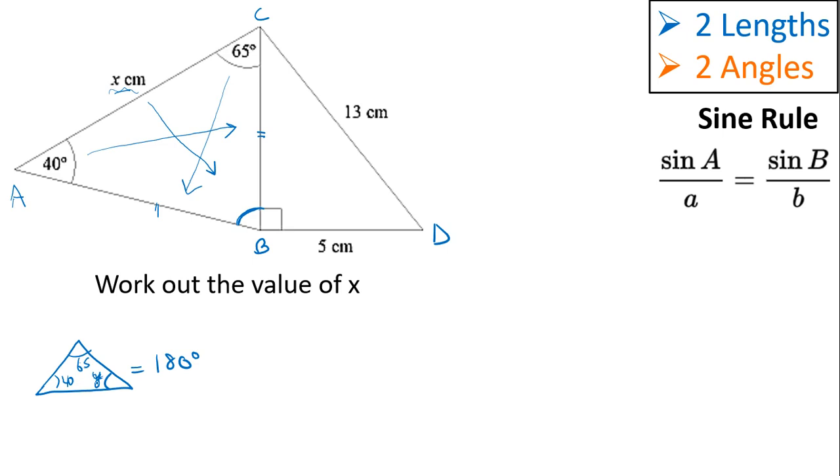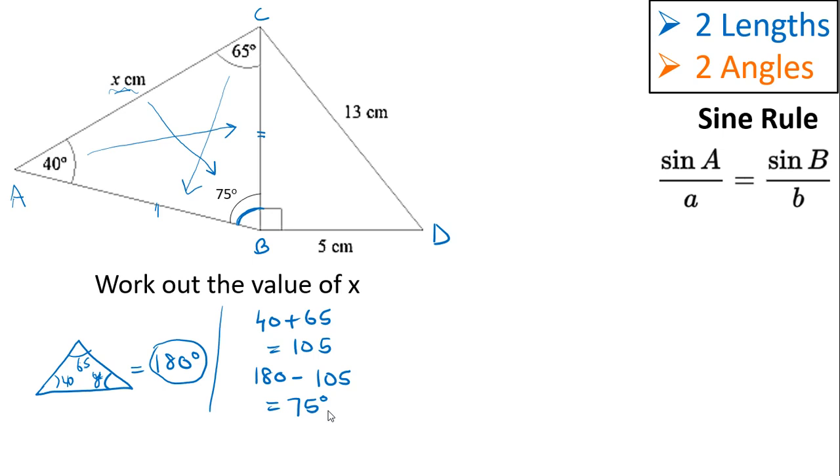So if I have this as y, I'm going to be adding 65 and 40, and if I subtract that from the total angle, that is 180 as I know, I'm going to be getting my y. So I'm just going to do 40 plus 65, that gives me 105, and if I do 180 minus 105, that gives me 75 degrees, which basically means that my angle B, that's right here, is 75 degrees.